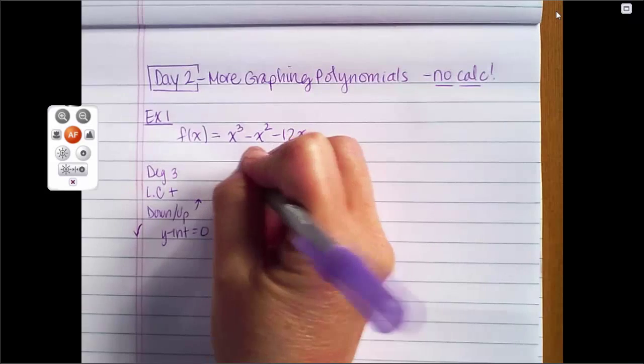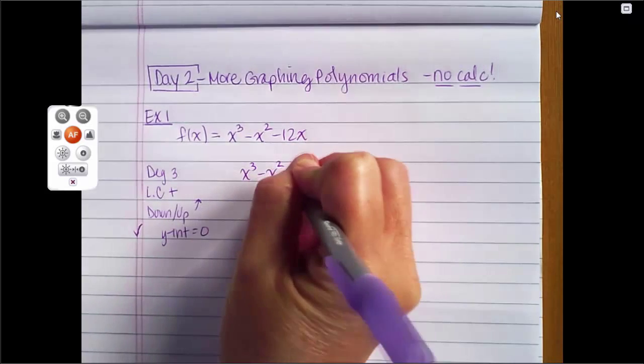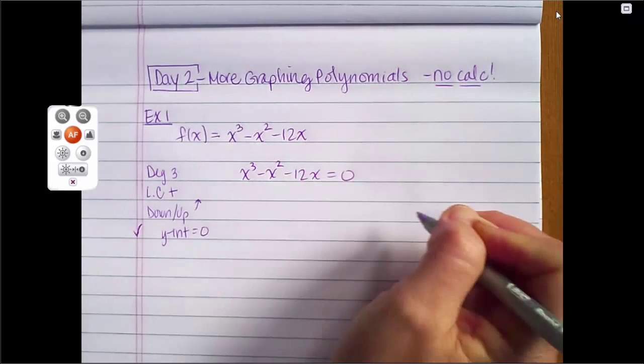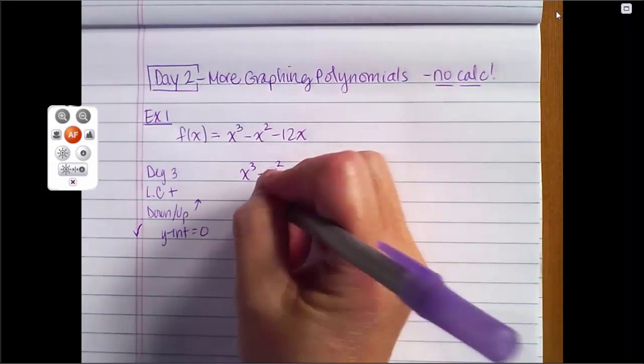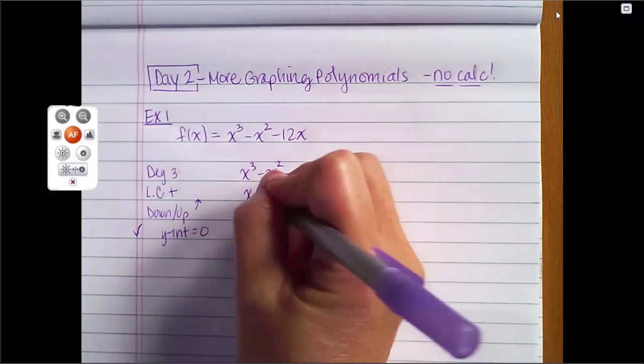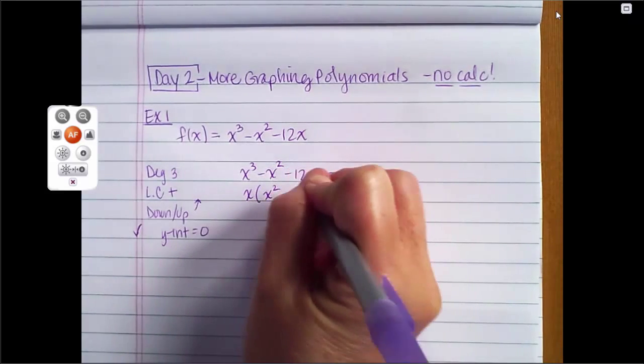So we're going to take our x cubed minus x squared minus 12x and set it equal to 0 in order to find those factors or zeros on my graph. This function has a common x as a factor, so I'll take that out and I'm left with x squared minus x minus 12.